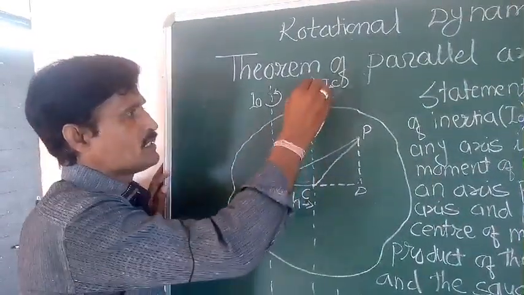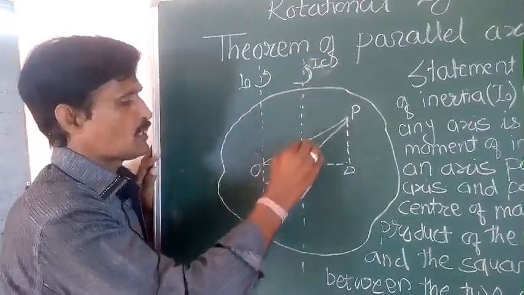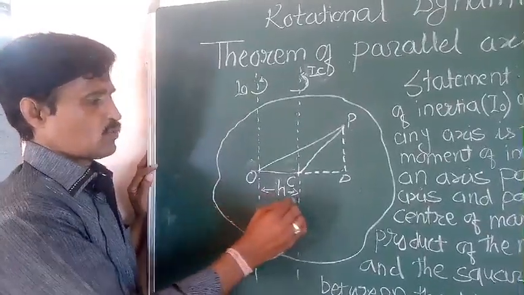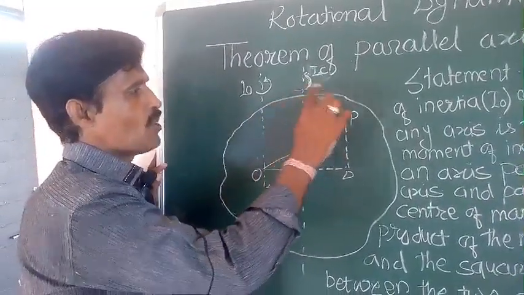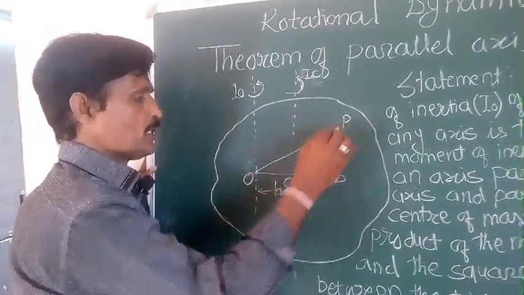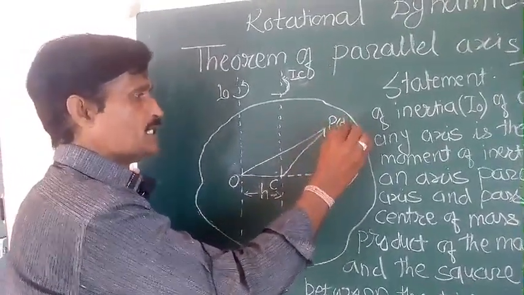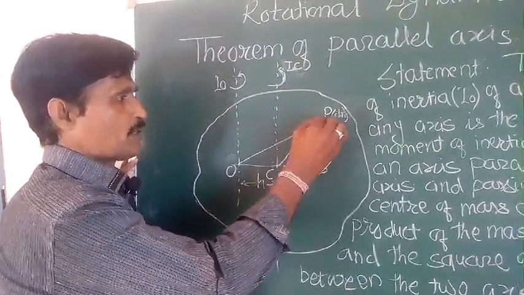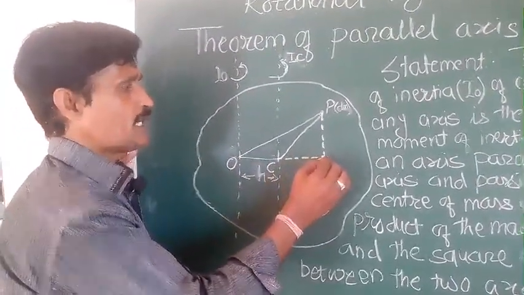and another axis which is parallel to the given axis is passing through the center of mass. The distance between the two axes is h. Now consider a small element of mass at P. Join OP and CP. Let dm be the mass of this element. Draw a perpendicular from P and produce OC further to meet at point D.